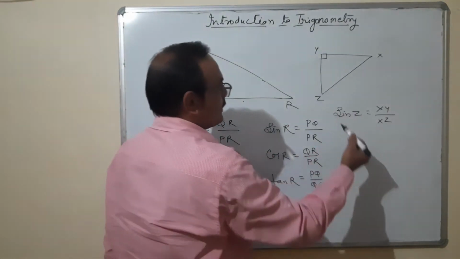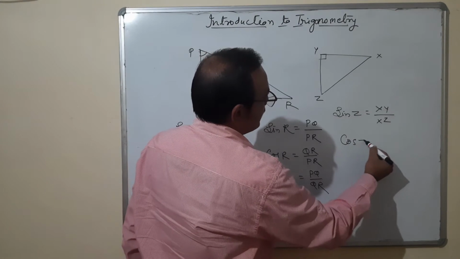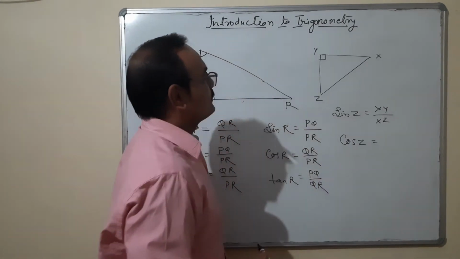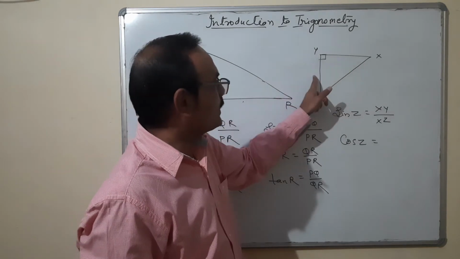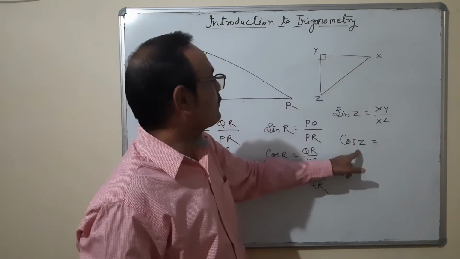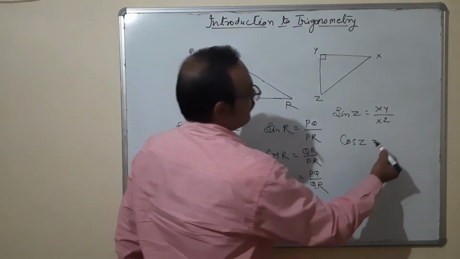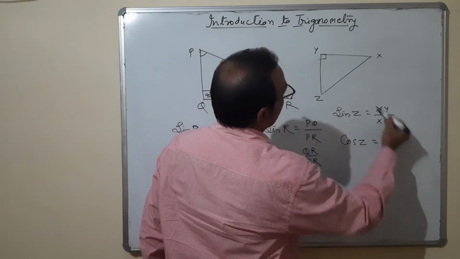Okay. Suppose you find the value of cos Z. Its opposite is always the perpendicular, so that means this is the base, and this is the hypotenuse. What is the value of cos? Base upon hypotenuse, YZ upon XZ.